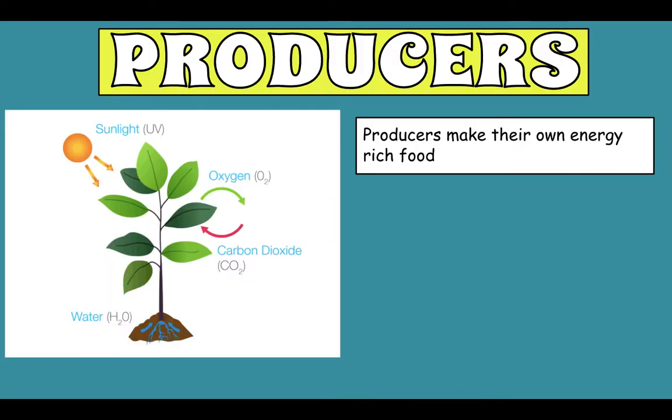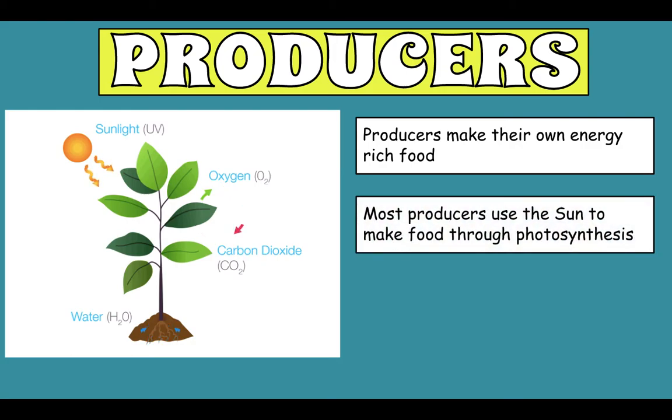Let's find out more. So, producers. Producers make their own energy-rich food. We've already learned about photosynthesis, right? Where plants take in the sunlight, water, and carbon dioxide, and they make glucose. So they make their own food. They don't chew food. They don't hunt and gather food. They make their own food. Most producers use the sun to make food through photosynthesis.